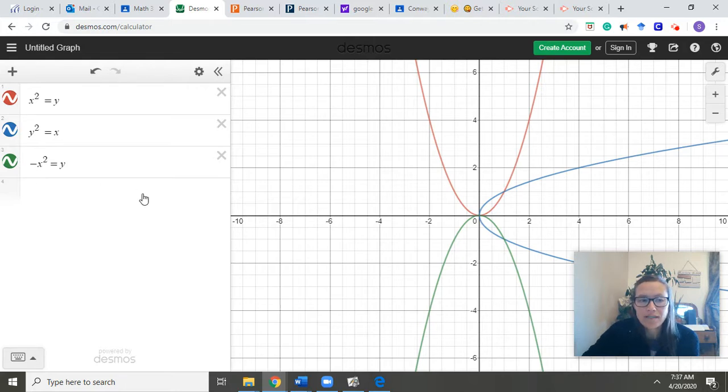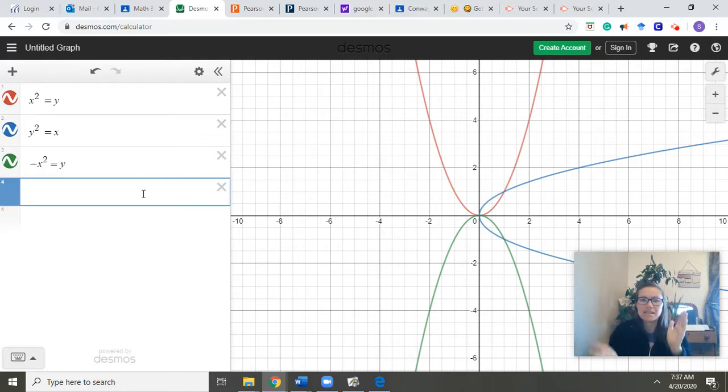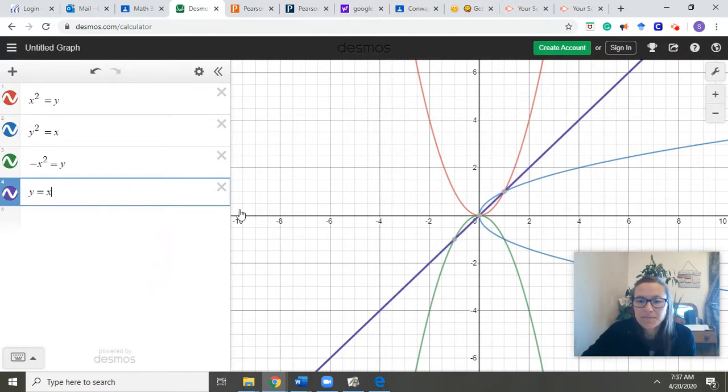When you're looking at this, you're thinking, okay, which one would be the inverse? And you remember that when we have an inverse, the x's and y's are flopped. It's also a reflection across the line y equals x. So you can see this purple line. So clearly the green graph is a reflection and the red and blue are inverses of one another.